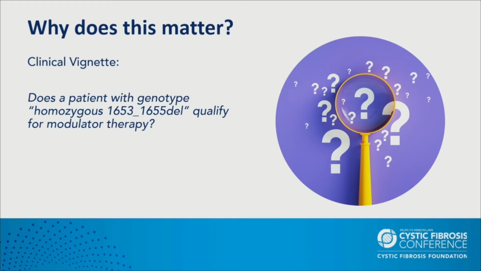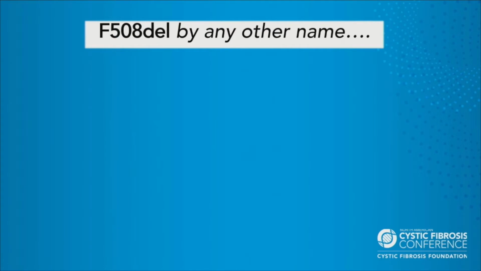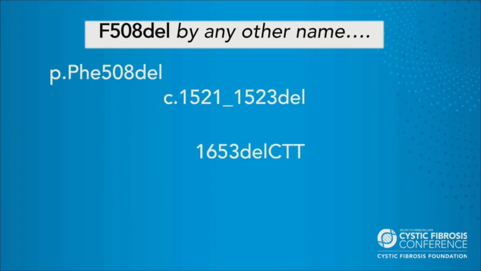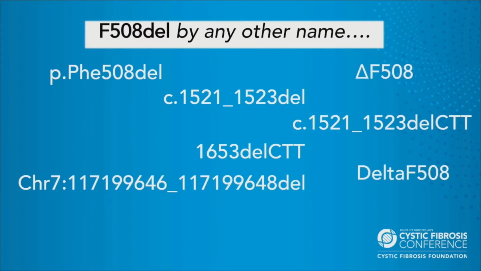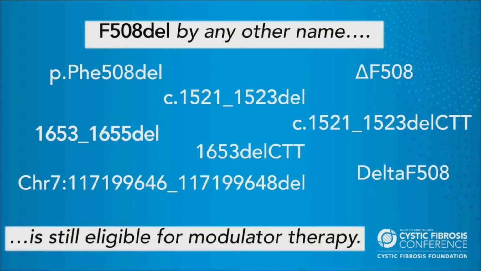In the context of our CF care, it is essential as providers or caretakers that we are able to recognize all of these different iterations. I think Dr. Dara mentioned, there's at least 6 different ways that F508 del could be described. I think I have maybe even more than 6. So all of these are ways that you might see this one single mutation depicted, including the one from the vignette. And so it's essential that we recognize that regardless of what F508 del is called, it would still be eligible for modulator therapy.